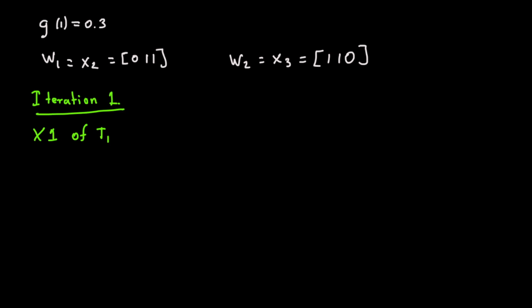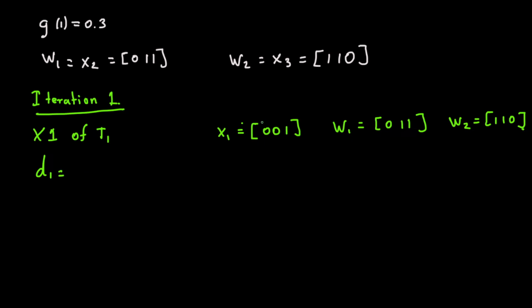And in order to do this one, we need the x1 first, which, if you look at the table, is 0 0 1, and then the w1 and w2 are also needed. W1 is 0 1 1, w2 is 1 1 0. Now what we do is we calculate the distance. So the distance between w1 and x1, we call it d1.